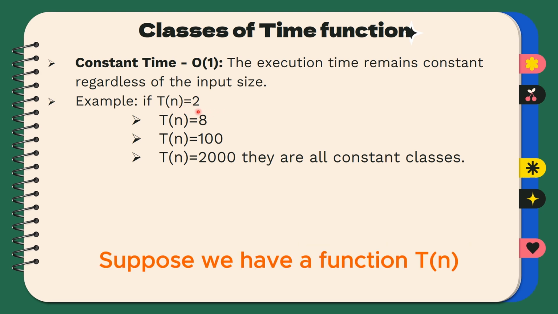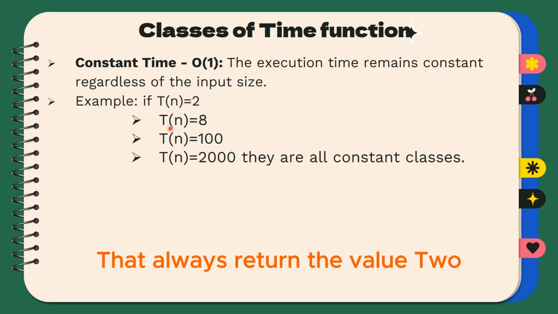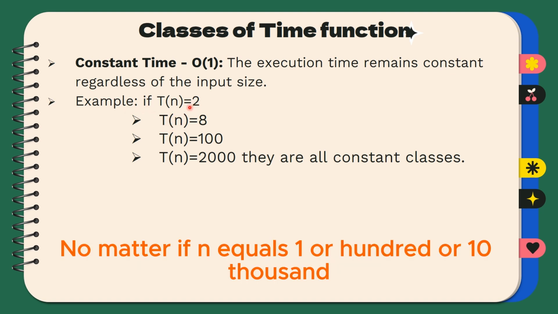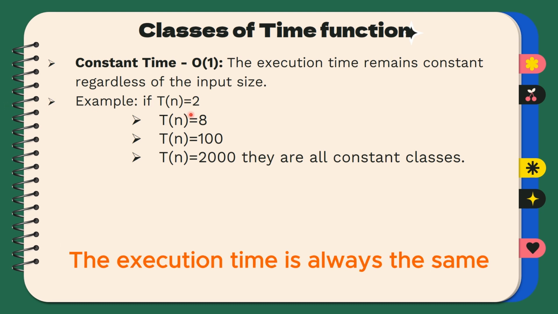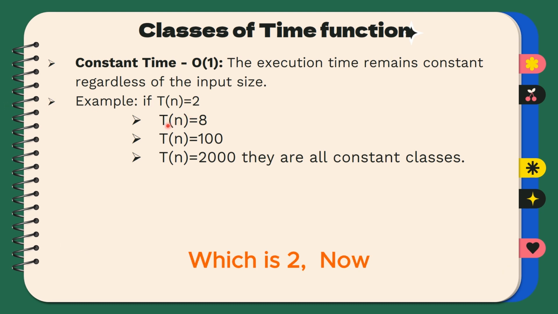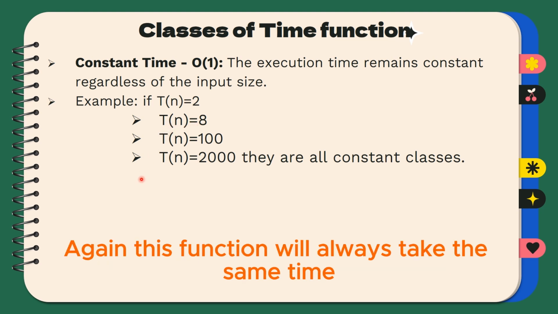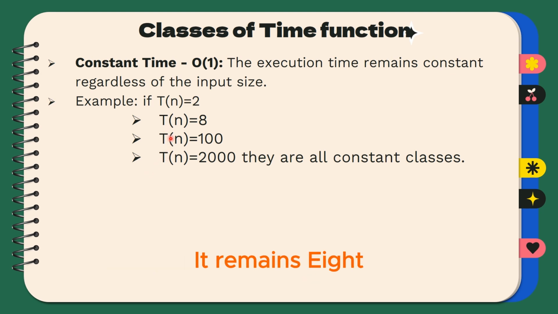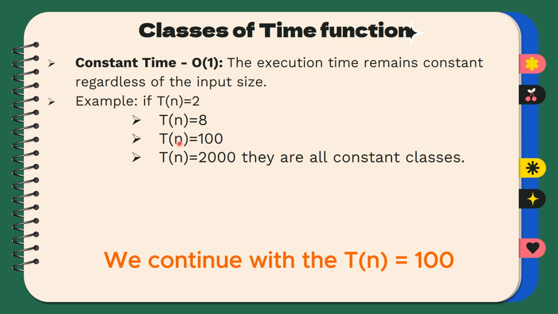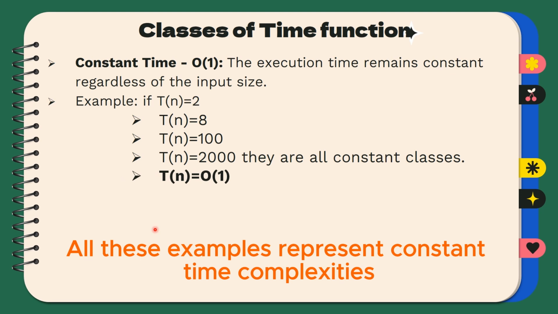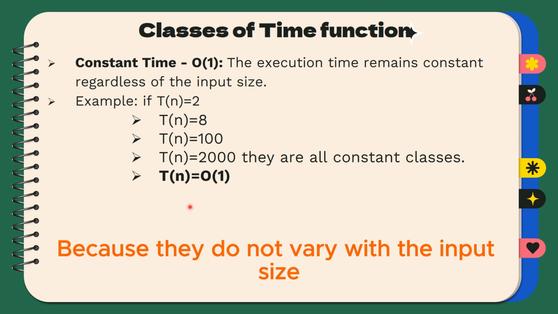Suppose we have a function T(n) that always returns the value true regardless of the input size. No matter if n is equal to 1 or 100 or 10,000, the execution time is always the same, which is 2. Now, consider another function, T(n) = 8. Again, this function will always take the same time irrespective of how large n gets. It remains 8. We continue with T(n) = 100, T(n) = 2000. All these examples represent constant time complexities because they do not vary with the input size.